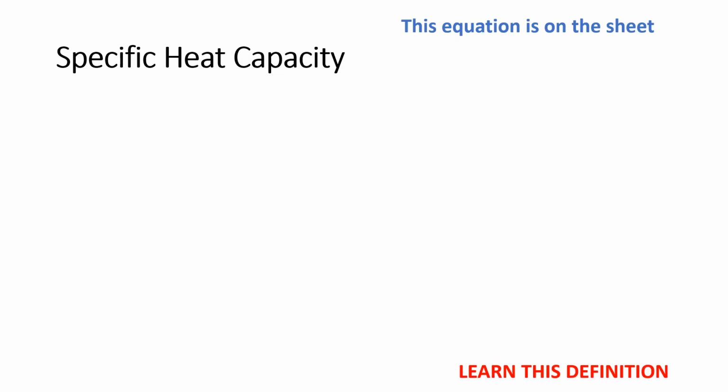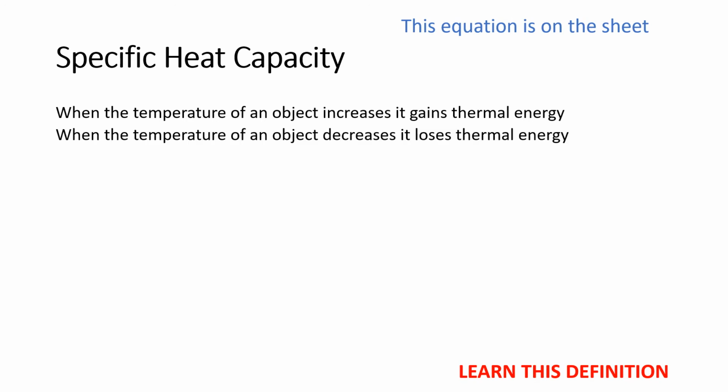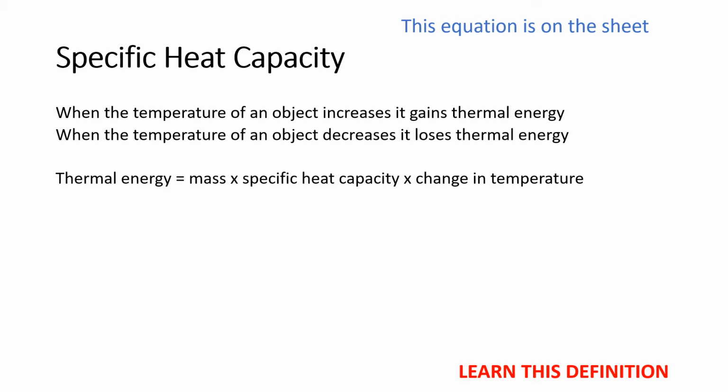Specific heat capacity is the energy needed to raise the temperature of 1 kilogram of a material by 1 degree Celsius. When the temperature of the object increases, it gains thermal energy, and when it decreases, it loses thermal energy. And we can work this out using mass times specific heat capacity times the change in temperature. E equals mc delta theta.